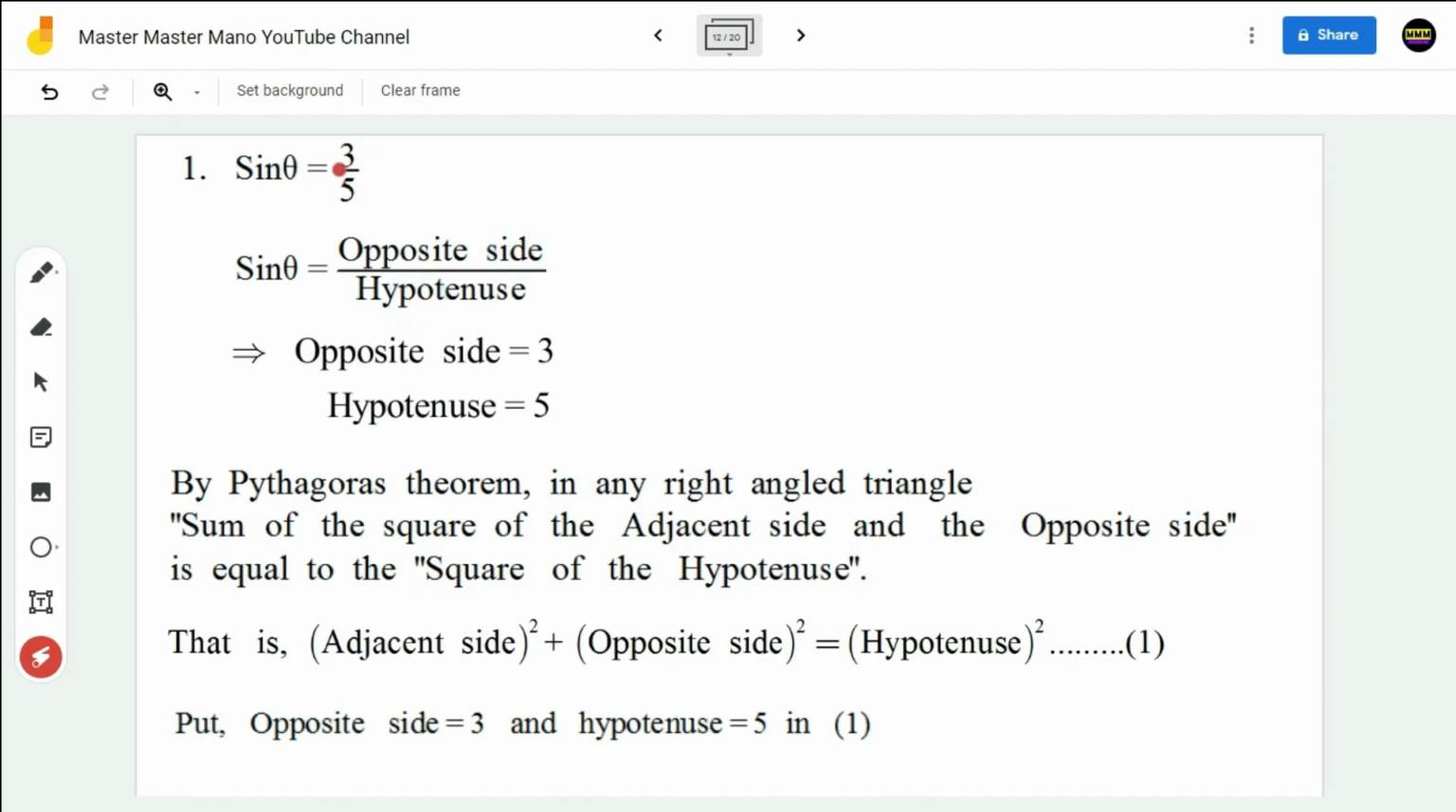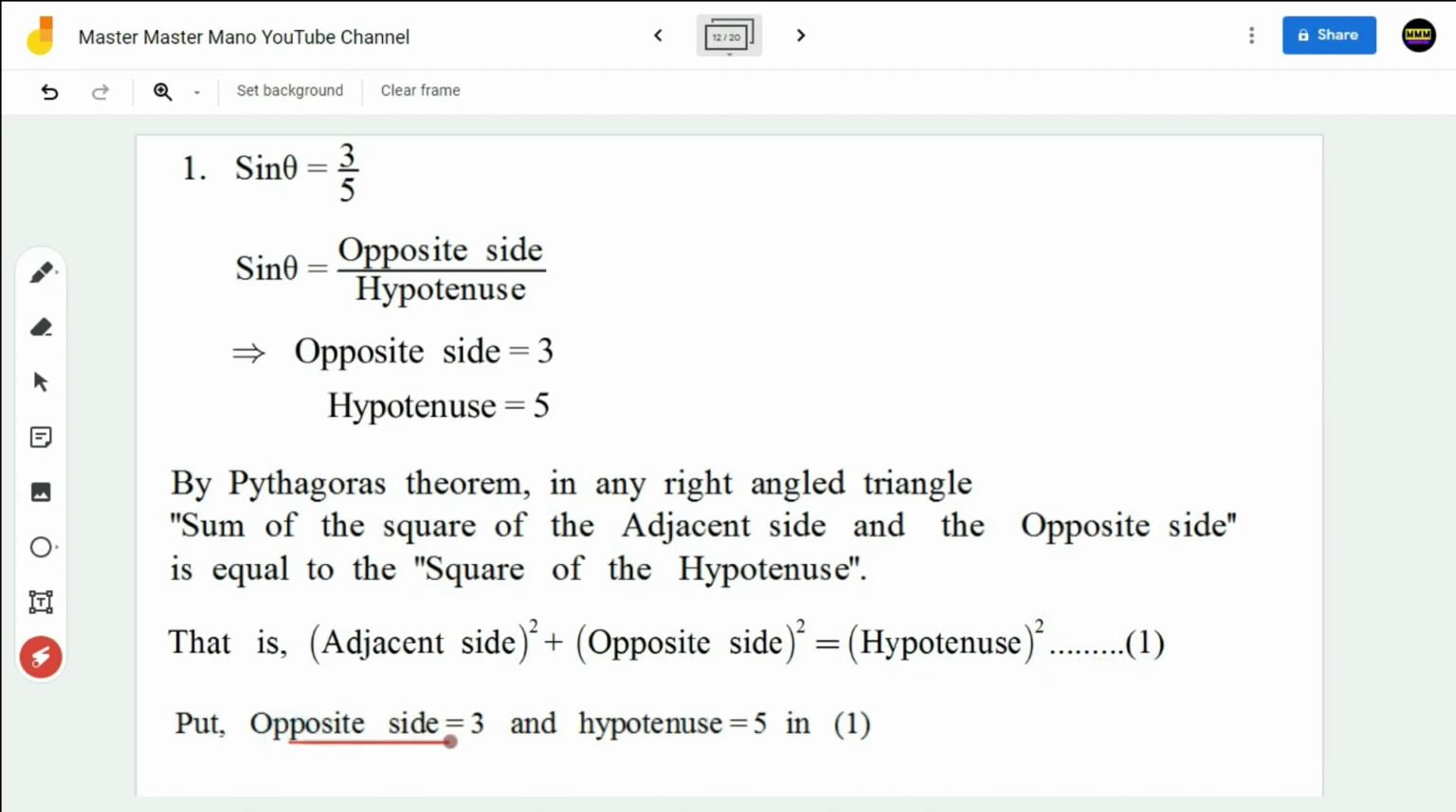So in the given problem, the opposite side is 3 and the hypotenuse is 5. So we have opposite side and hypotenuse. We don't have the adjacent side. We are going to find the length of the adjacent side by using Pythagoras theorem. Pythagoras theorem states that the sum of the square of the adjacent side and the opposite side is equal to the square of the hypotenuse. That is, adjacent side square plus opposite side square equal to hypotenuse square, and this is named as equation 1.